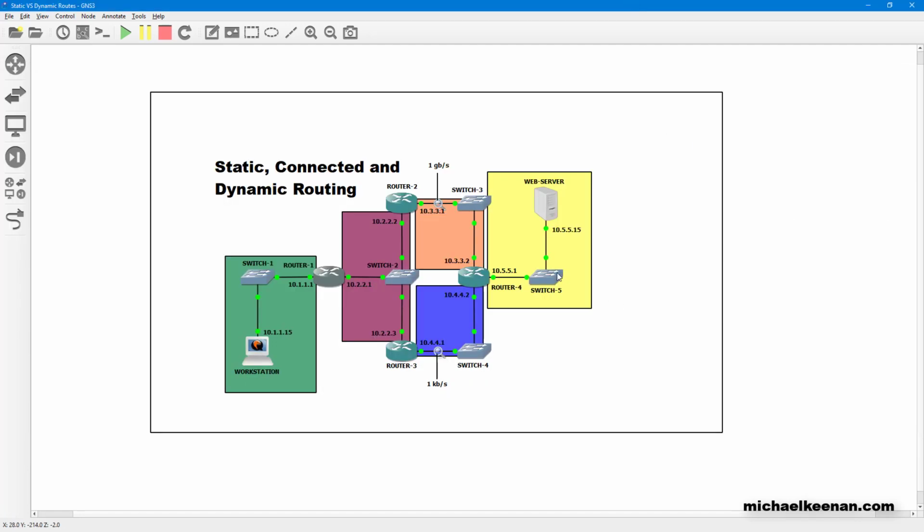And lastly, the thing to remember about connected routes is that no matter what, if there's an interface in that network, it will always take that interface to get to whatever host it needs to get to. So that's it for static, connected, and dynamic routes.